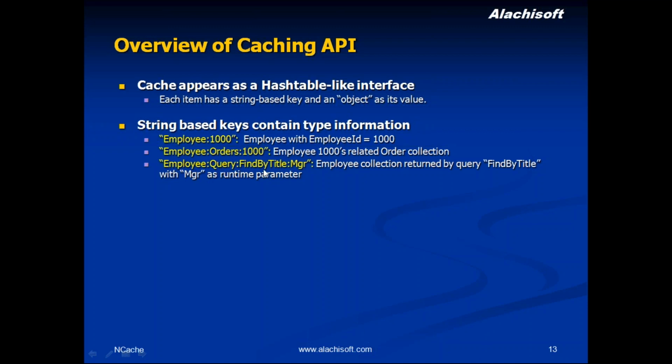And then you could have an employee query. For example, you cache the response of a query, and the argument was find the employees based on title equals manager. So you could get a collection stored as a single object in the cache. So this is just an example of how the cache key can be formulated, but you can come up with any key formation technique as needed. Use what makes more sense to your application.